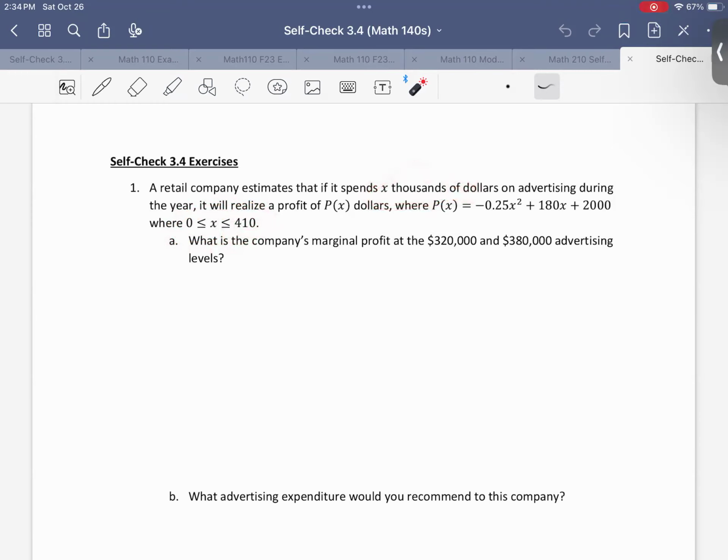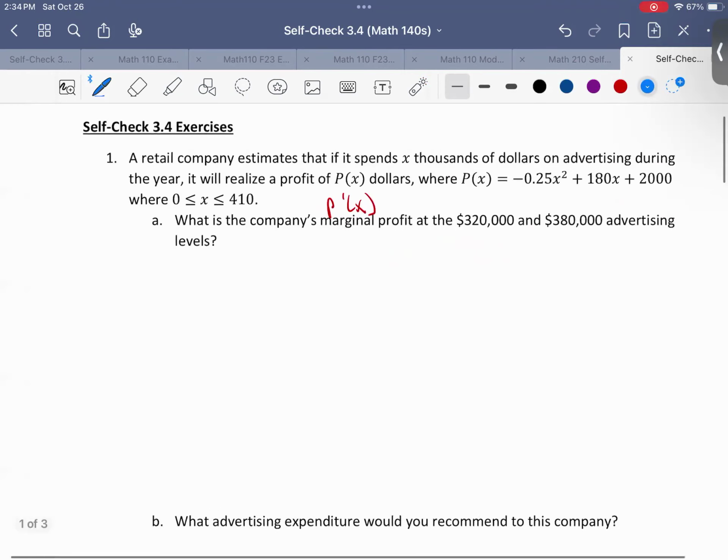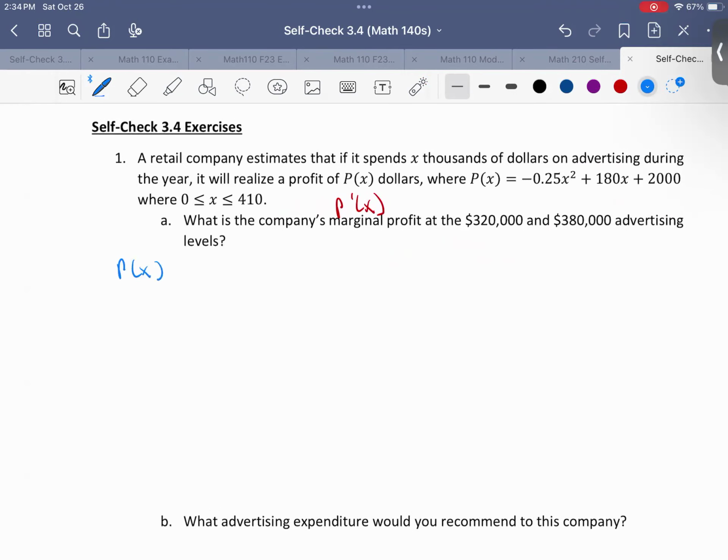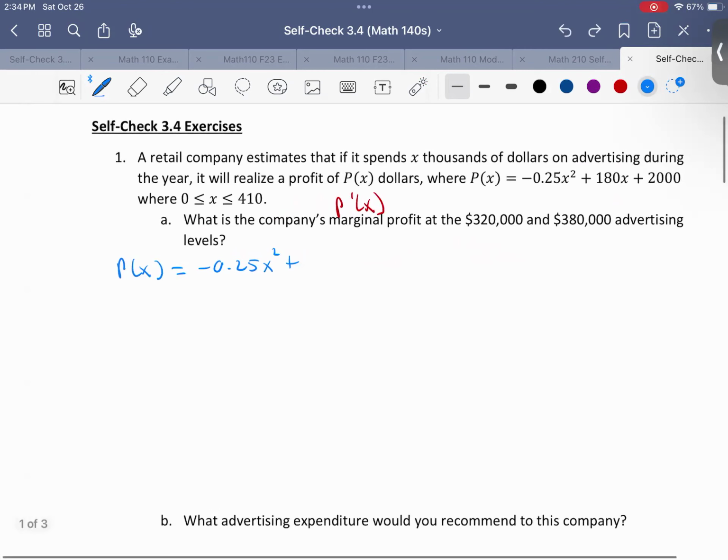So question A is just what is the company's marginal profit at 320,000 and 380,000 advertising levels? So marginal profit, right? That means derivative, that means P prime of x. So what I've got to do now is just take a derivative of this profit function here. So let's go ahead and rewrite what that is. P of x equals negative 0.25x squared plus 180x plus 2,000. Okay, and I've got to find the derivative of that.